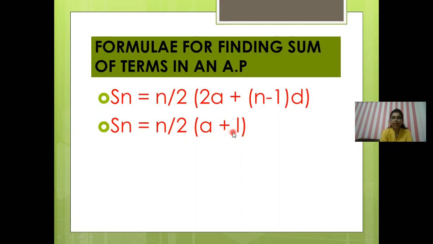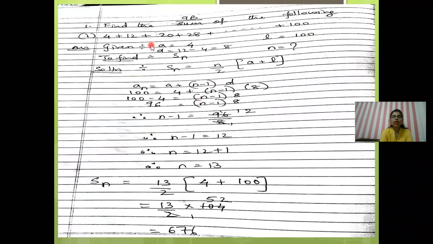Now we go to the next slide. So here you can see the first question says find the sum of the following, and the AP series is given to you. So from that you get the value of a as 4, value of d as 12 minus 4 is equal to 8. You have to find Sn, and the n value is not given to you. So here you have to know n. The reason is you cannot substitute with two unknowns. See, in this case, there are two unknown values. So you have to know the value of n.